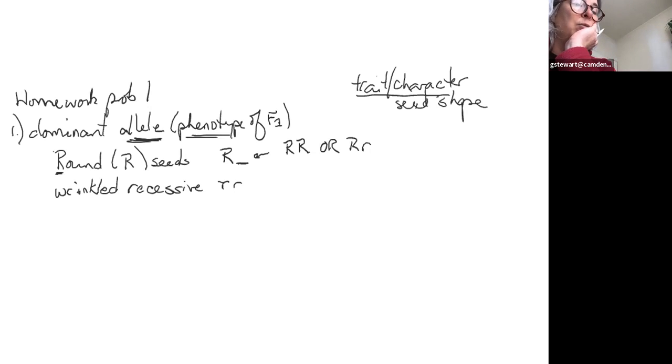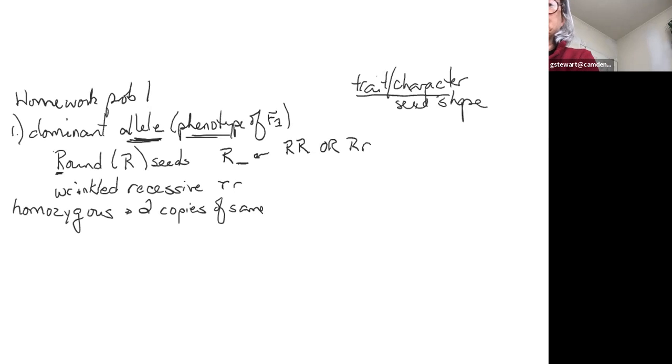Okay, one plant that is homozygous for round seeds was crossed with a plant homozygous for wrinkled seeds. So again, I would remind you that homozygous refers to having 2 copies of the same allele. So if a plant is homozygous for round, then I would designate it like this, capital R capital R, crossed with a plant that is homozygous for recessive, two lowercase r's.